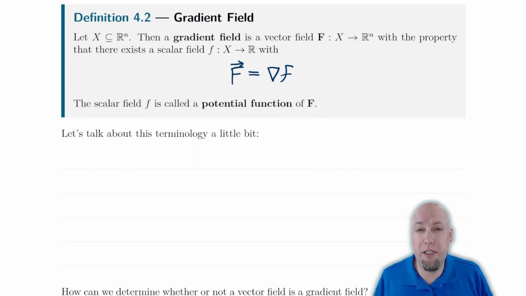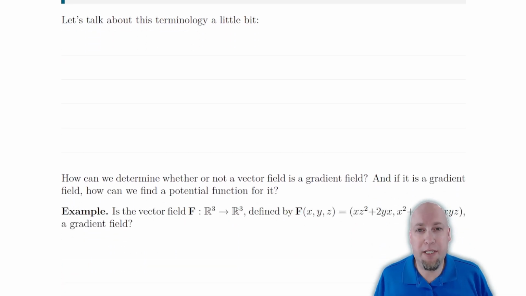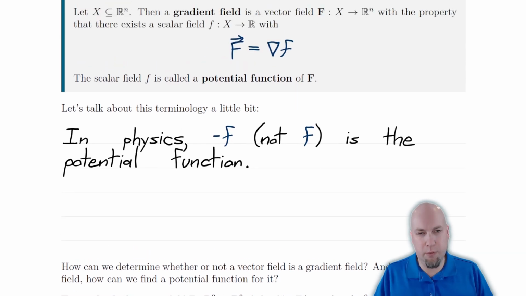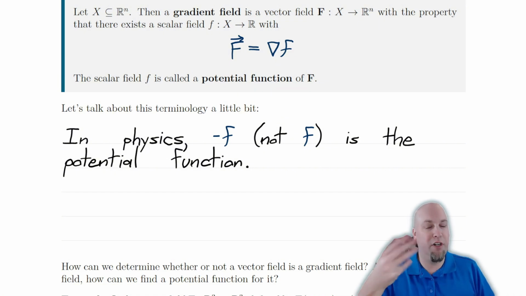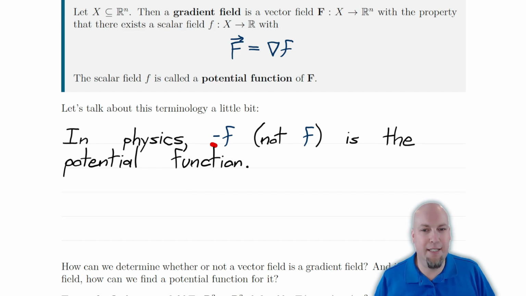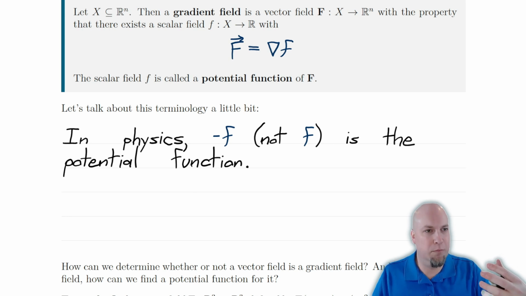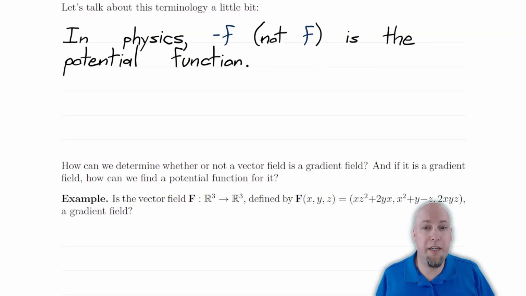Okay, so let's talk about terminology just a little bit before we get going. The one thing I want to point out is that if you are a physics student, then the terminology you see in your courses might be a little bit different. The way that we've defined things here, and the way that most math textbooks define things, is we say that the potential function of the gradient field is this thing that we're calling little f. It's the function whose gradient is the gradient field. Whereas in physics, usually negative little f is called the potential function because then it sort of represents potential energy or something like that in a more natural way. For us, we're not going to include the minus sign just because it's a little bit mathematically cleaner not to include it.